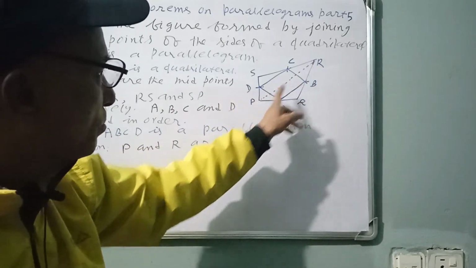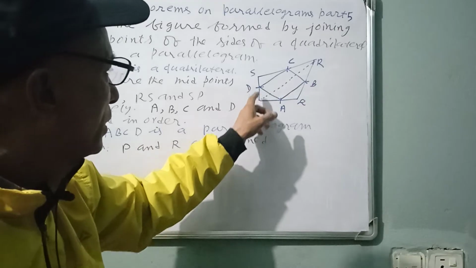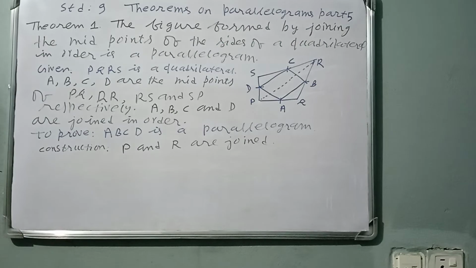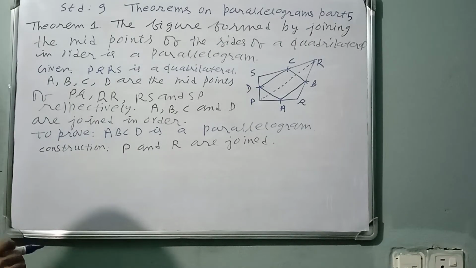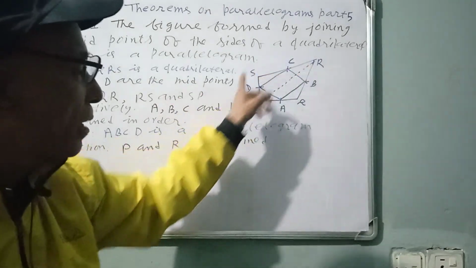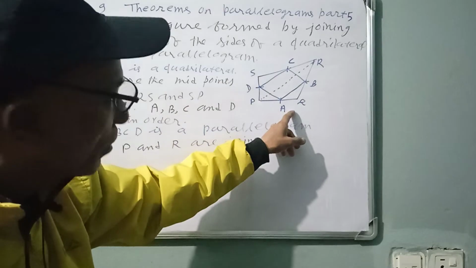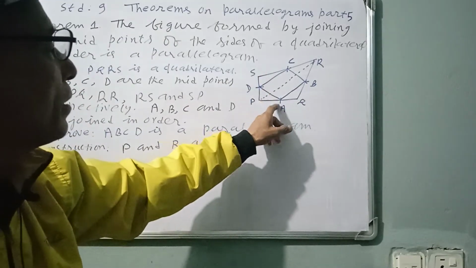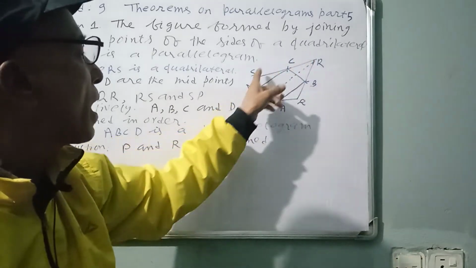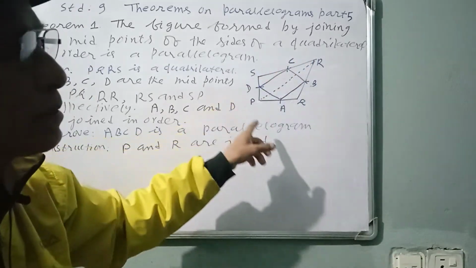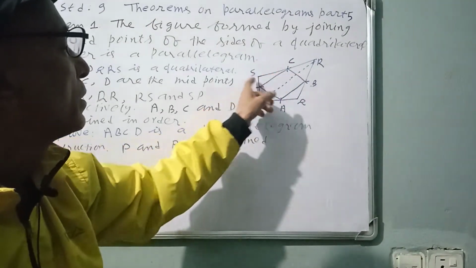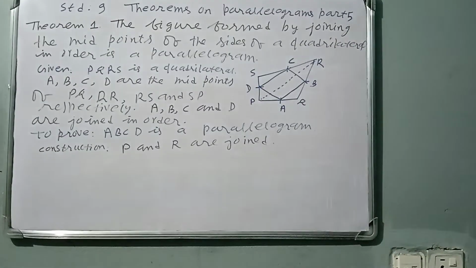What is the reason of joining PR? In triangle PSR and triangle PQR, you can apply the midpoint theorem. To apply the midpoint theorem, again, see what is given. PQRS is a quadrilateral. Any quadrilateral, A, B, C, D are the midpoints of sides PQ, QR, RS and SP. A, B, C, D are joined in order. A to B, B to C, C to D and D to A.